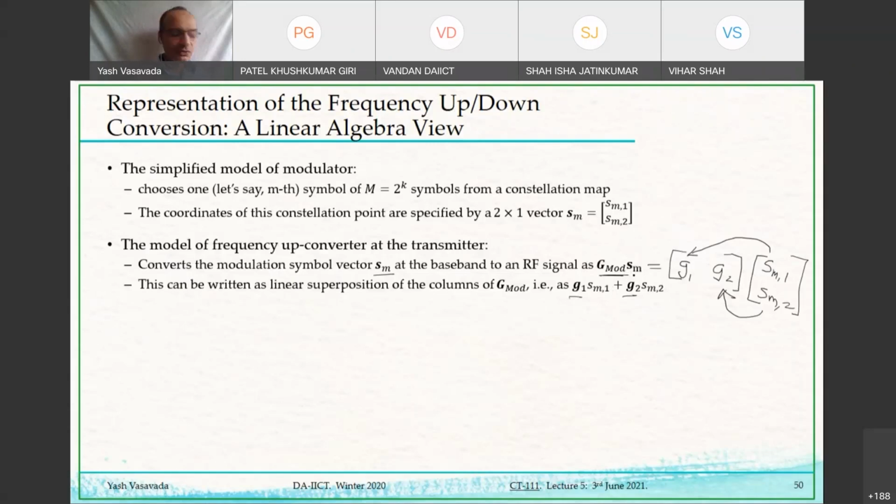So the components of this S of M, SM1 and SM2, we are using to weight G1 and G2. And then you add the weighted combination. So the technical term is the linear superposition of the column vectors of this matrix G. Can anybody tell me what would be the other way to say this based on what we just now discussed? What am I doing here when I do something like this?